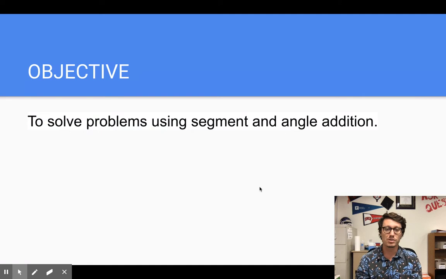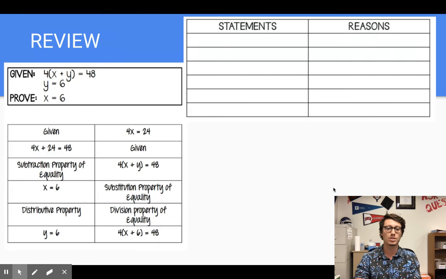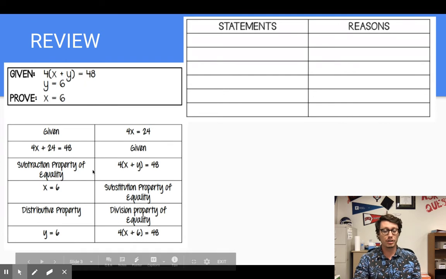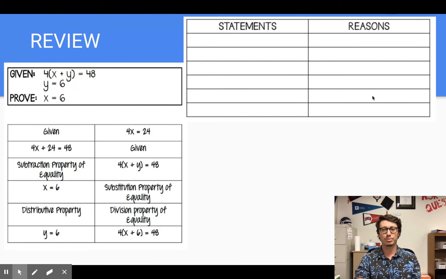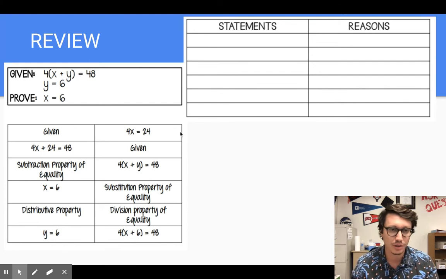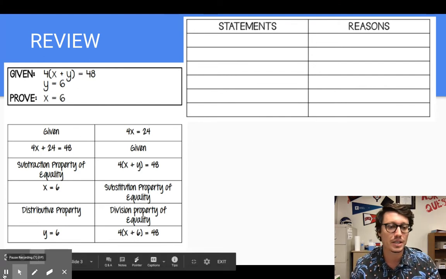Our objective is to solve problems using segment addition. I forgot to change this. So first, to review, let's go through. Given all of these are the correct answers, all you need to do is be able to put them into the correct place to solve this proof chart. This is an algebra proof chart, so let's start filling these in.